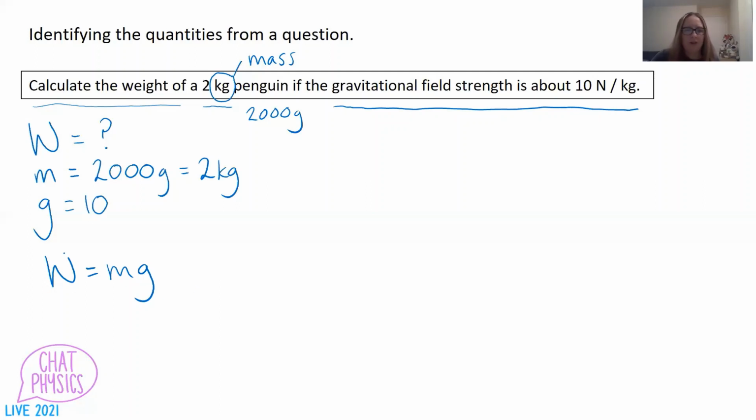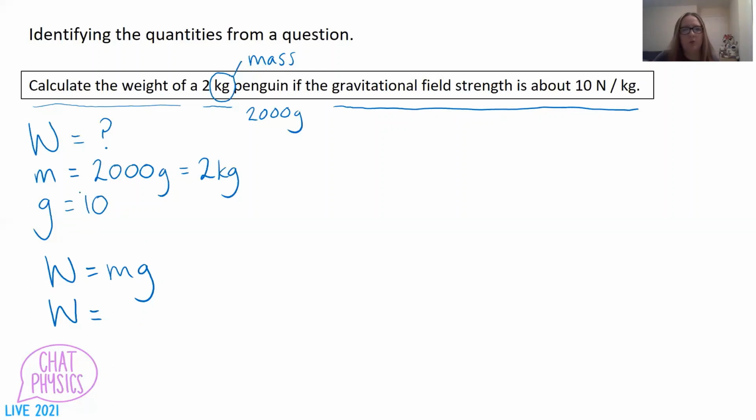So first of all, we look at weight. Well, we don't know weight. I wouldn't encourage students to write a question mark here though, because once we get to the end, ideally we need to keep an eye on what it was we were finding so that we remember to put the correct units in. So I encourage them to keep this as W.